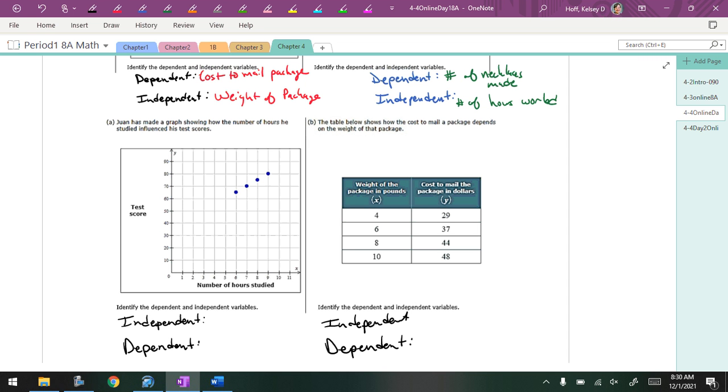Okay, you have two different ones, so make sure you answer the graph and the table. You're supposed to be doing these two problems. You guys are supposed to be answering the bottom two problems. Don't worry about what else we're doing today. Remember, independent are your X, your domain. Dependent are your Y and your range.